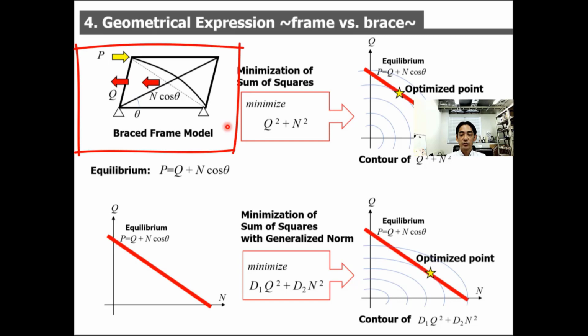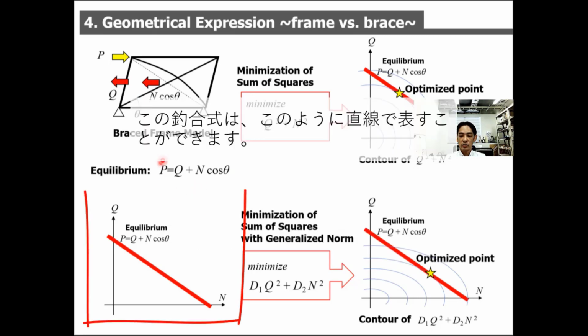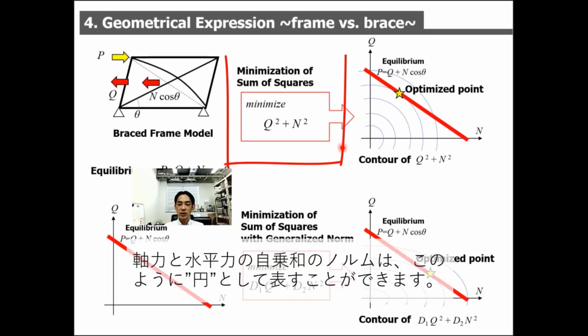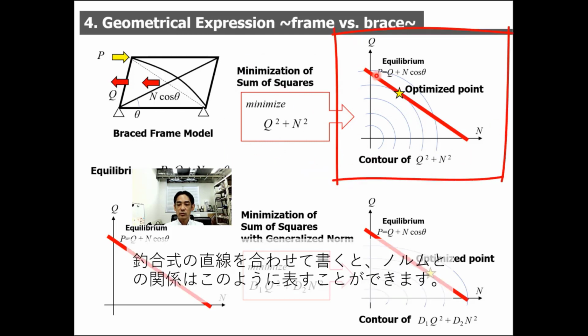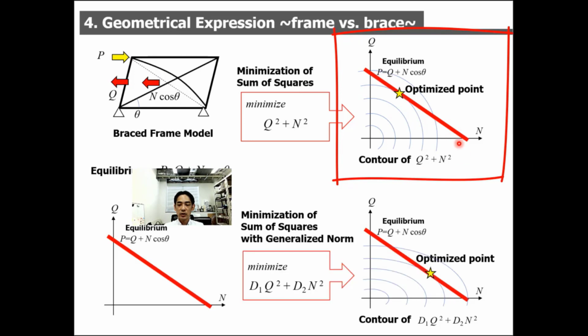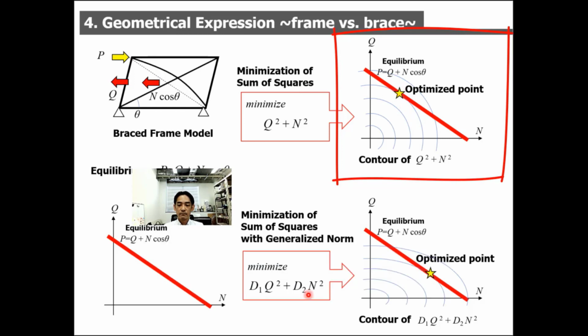First, the simple braced frame model is considered. The equilibrium condition is written like this. This equation can be drawn like this with a straight line. So the minimization of the sum of squares of Q and M is considered. This equation can be expressed with this contour. So this equilibrium is considered. The minimum stress field can be solved at this point.